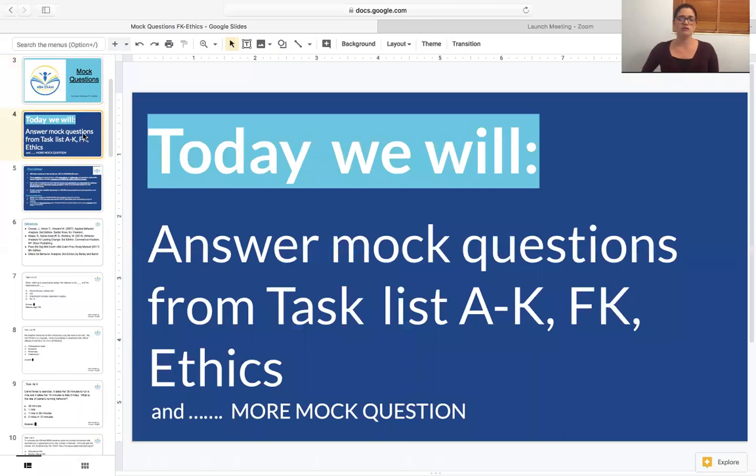So let's be more specific about that. What are we really doing? We're going to answer mock questions. I did one to two mock questions per task list, which covers A through K, and I also included FK and ethics, and more questions and more questions.